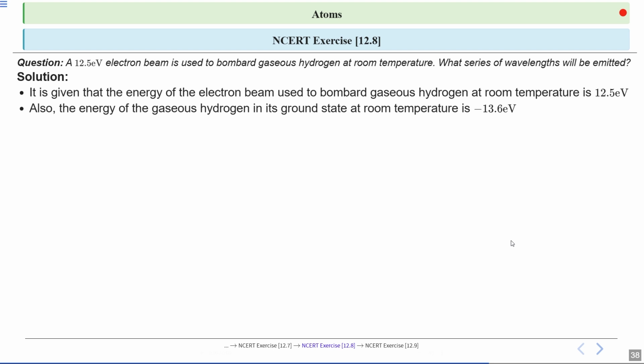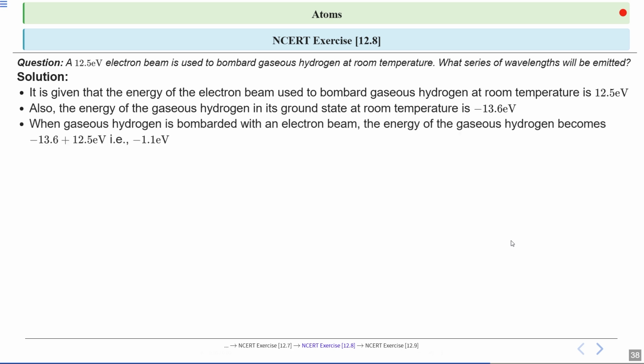Next, recall that the ground state energy of the hydrogen atom is minus 13.6 electron volt. This negative sign means the electron is bound to the nucleus. It would take 13.6 electron volt to remove it completely. When the hydrogen atom absorbs energy from the electron beam, its energy increases. So we add the 12.5 electron volt from the beam to the ground state energy. Minus 13.6 plus 12.5 gives us minus 1.1 electron volt.